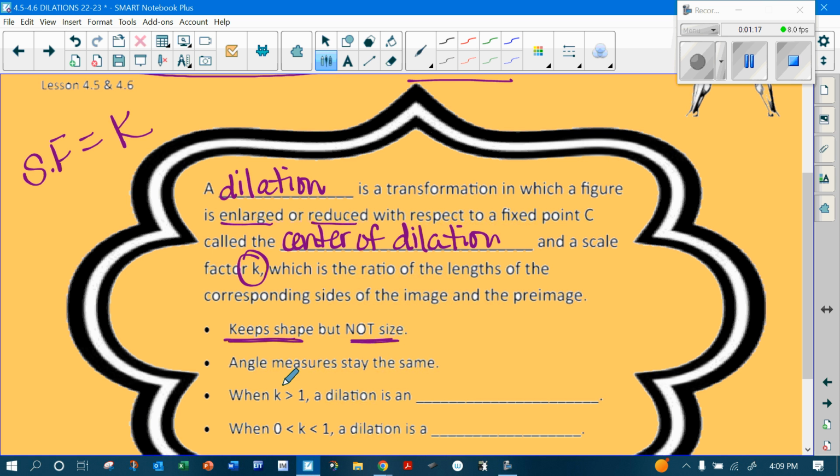So when your scale factor, or your K, is greater than 1, this is going to be an enlargement. And when your scale factor is somewhere between 0 and 1, meaning a fraction, not an improper fraction, but an actual fraction, this dilation is called a reduction. Okay, so when K is greater than 1, it's bigger. When K is less than 1, it is smaller. All right.